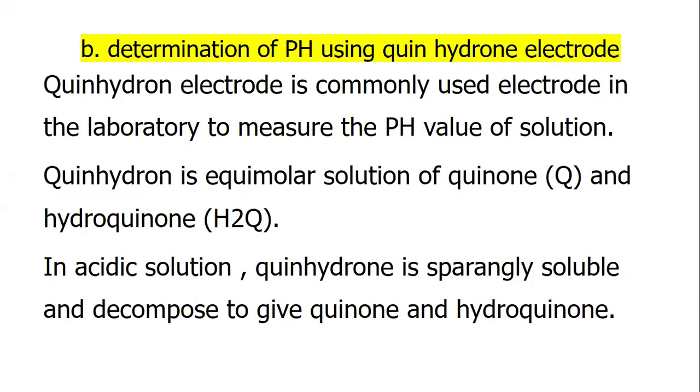Determination of pH using the quinhydrone electrode. The quinhydrone electrode is a commonly used electrode in the laboratory to measure the pH value of a solution. Quinhydrone is an equimolar mixture of quinone and hydroquinone. In acidic solution, quinhydrone is slightly soluble and decomposes to give quinone and hydroquinone.